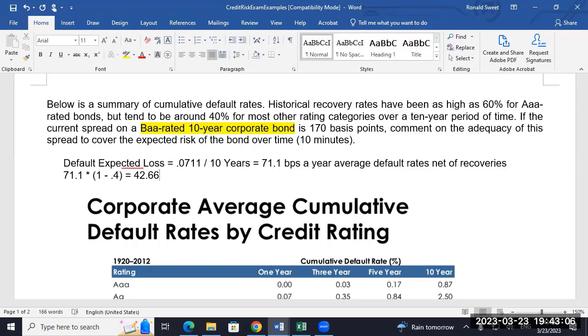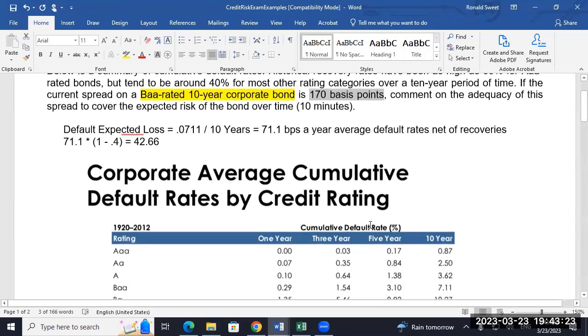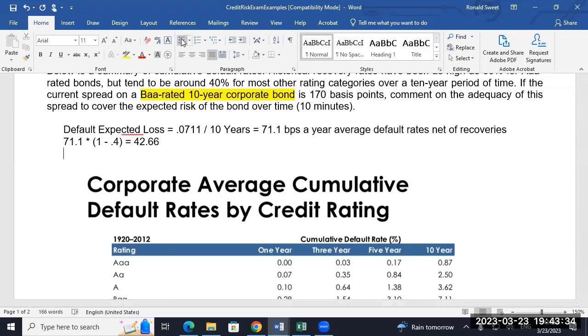What does that mean? In any given year in triple B, you would expect to have net losses of 43 basis points. So if you get paid 50 basis points in spread, then you're making more than what you need just to cover default. You're actually making 170 basis points. So you're much more than adequately compensated for the risk, but there's a couple things you want to mention.